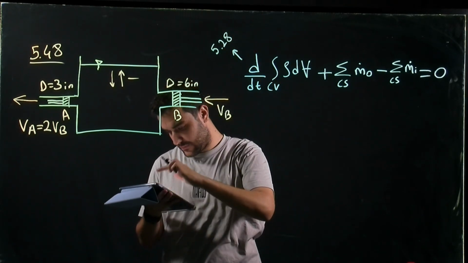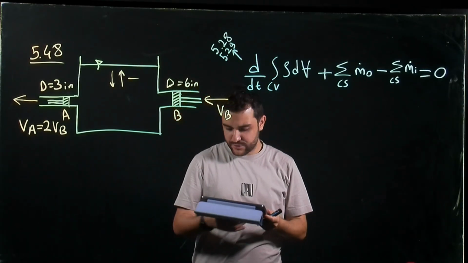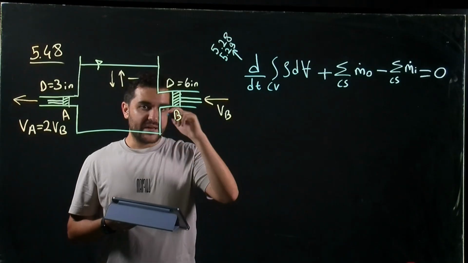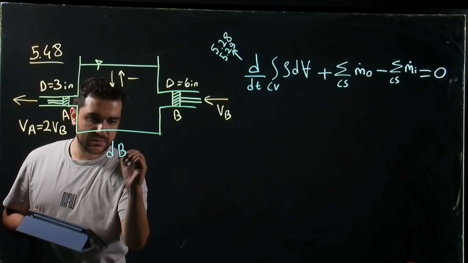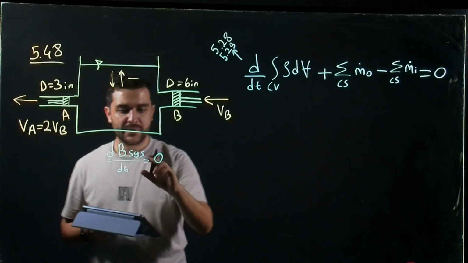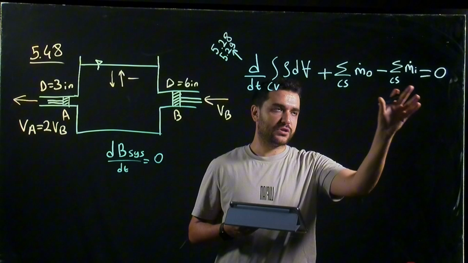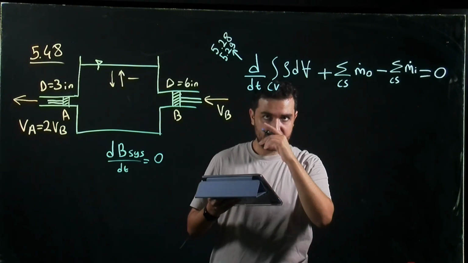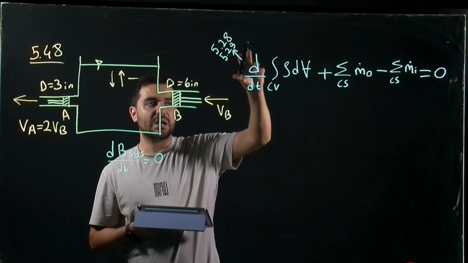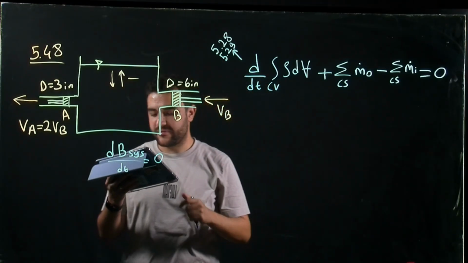And you can find this in 5.28 and 5.29. If you remember in the third question, we had dB system over dt equal to 0, and this term was equal to the sum of these two terms, so that we can directly apply this equation. And you can also check for more information about the continuity equation and its derivations. Please check 5.28 and 5.29.